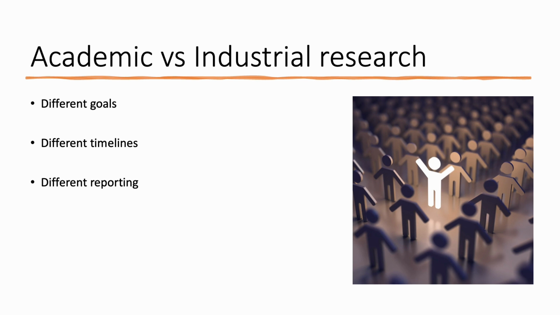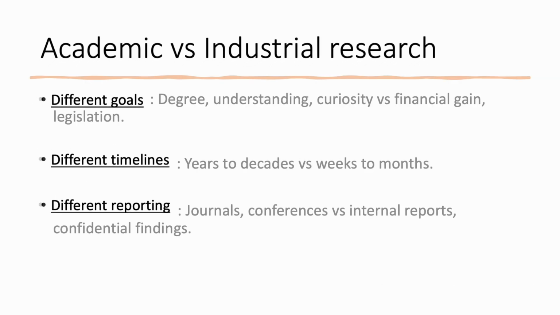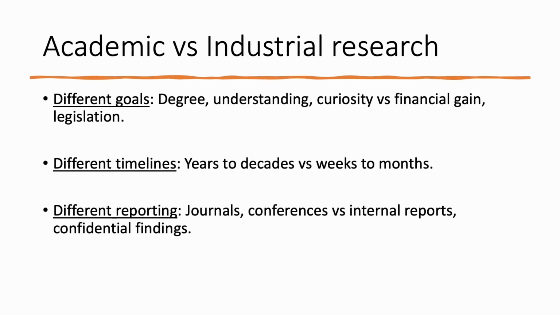But either way, we are going to have different goals, different timelines, and different reporting structures. For academic research, that goal is often going to be a degree or a simple understanding or a curiosity for what we are researching. The outputs for this are going to be journals, conferences, or a degree type structure. And the timelines for this can be years for a master's degree, even more years for a PhD degree, or they could be even longer than that, where we have research groups with several different PhD students or master students looking at a similar topic over many years or into decades.